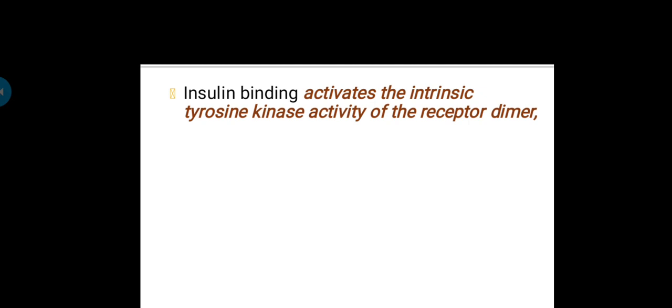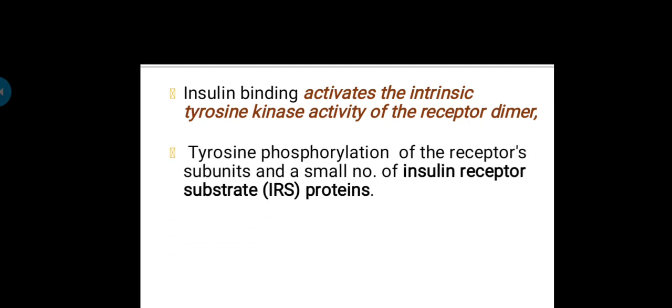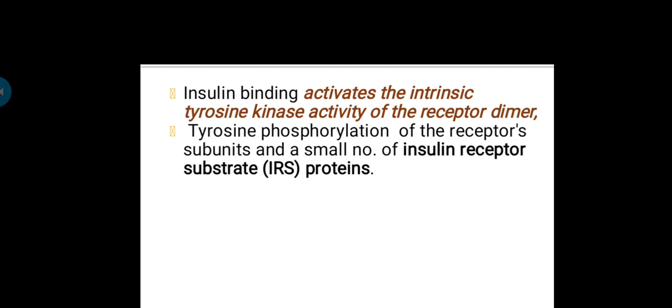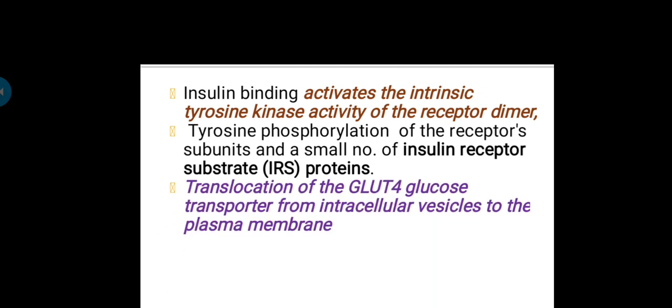Insulin binding activates the intrinsic tyrosine kinase activity of the receptor dimer. After dimer formation, there is activation of the intrinsic tyrosine kinase activity and tyrosine phosphorylation of the receptor subunits and a small number of insulin receptor substrate proteins. So tyrosine phosphorylation causes phosphorylation not only of the receptor, but also of the insulin receptor substrate protein, IRS. One effect of insulin is that it can influence transcription, and there is also translocation of the GLUT4 glucose transporter from intracellular vesicles to the plasma membrane.